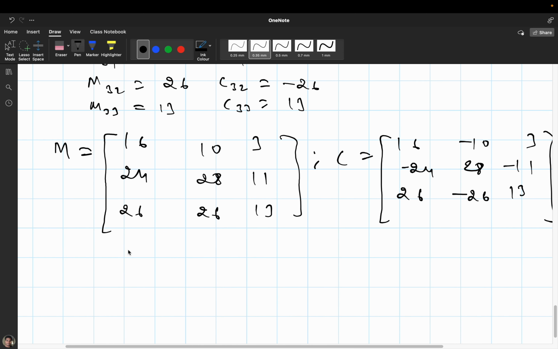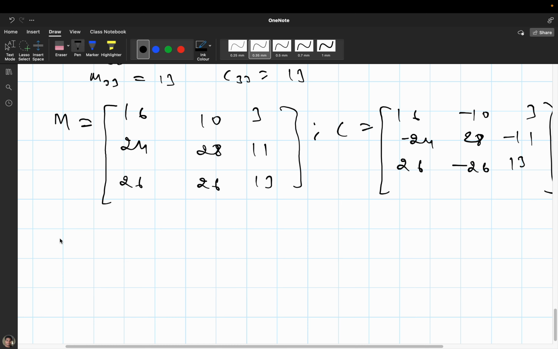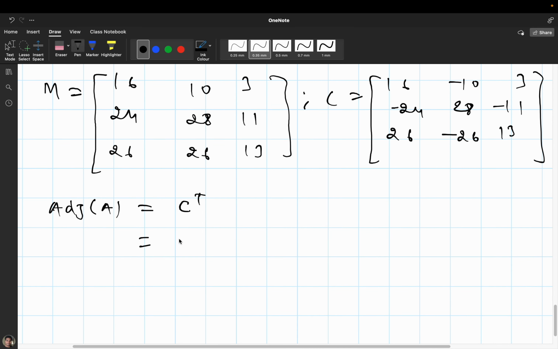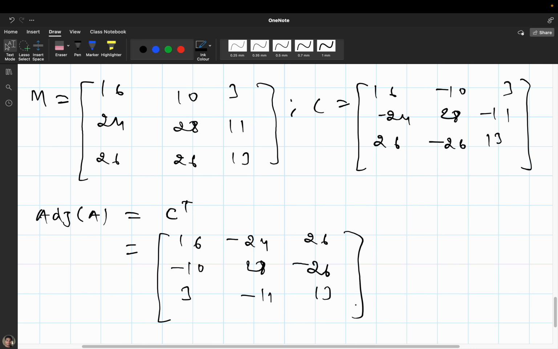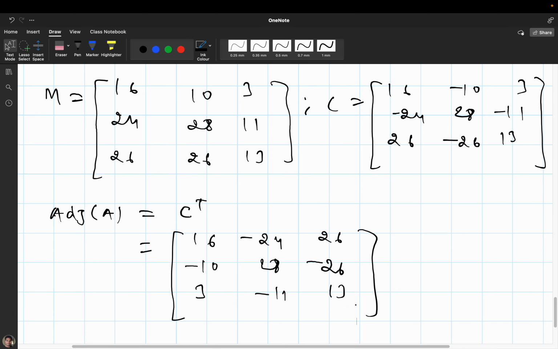Okay, fine. Now there is another terminology called adjoint. If someone is asking what is adjoint, adjoint is nothing but the transpose of the cofactor matrix. So you just take the transpose of this. Is it fine? Tell me.